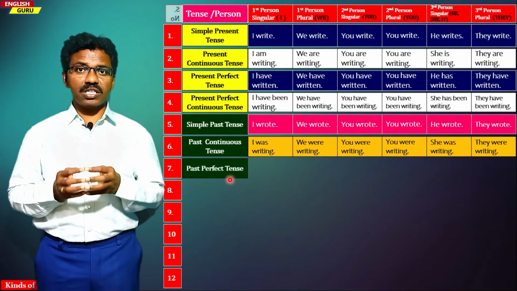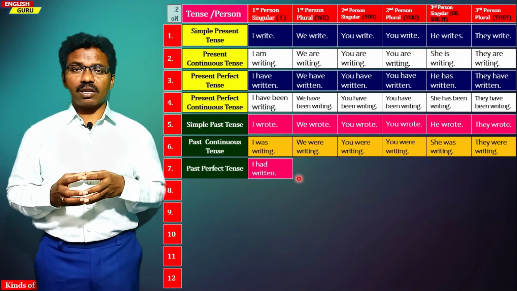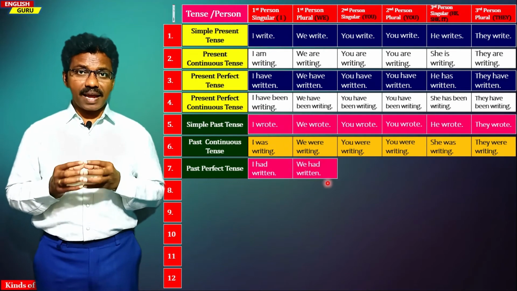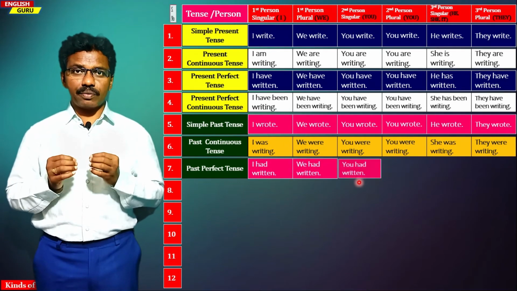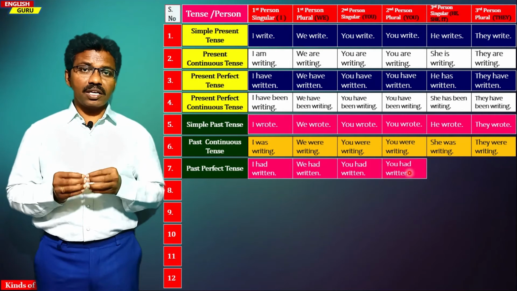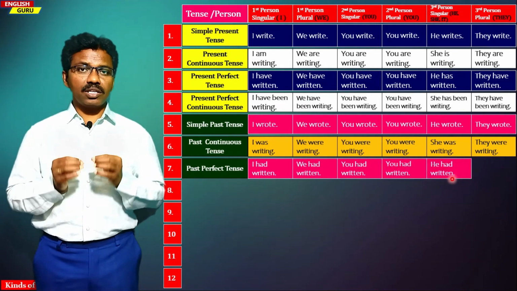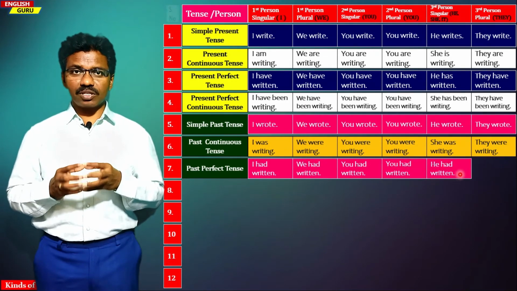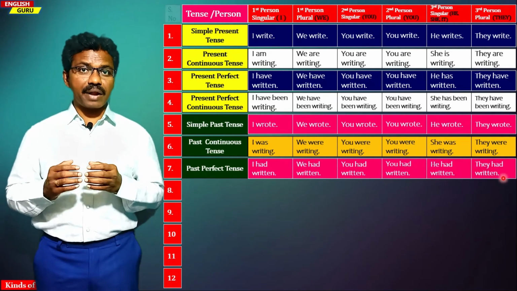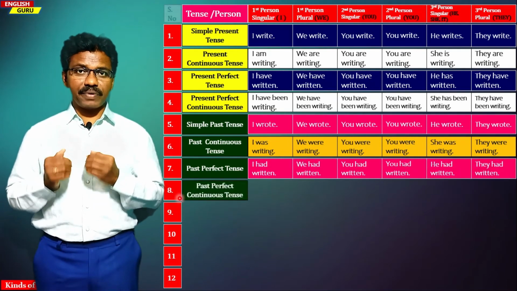And the seventh one is past perfect tense. The first person singular I had written, plural we had written, second person singular you had written, plural you had written, third person singular he, she, it had written, plural they had written.